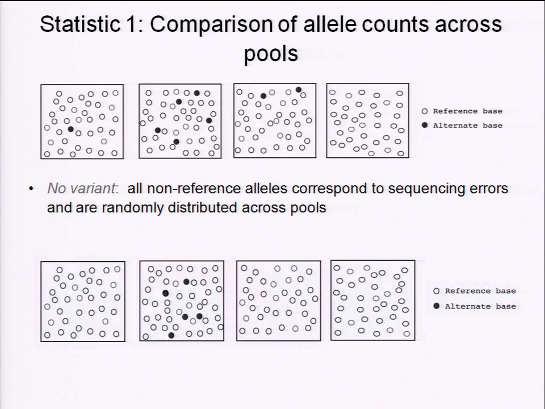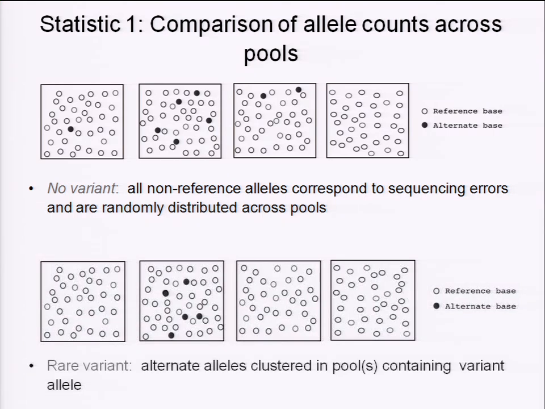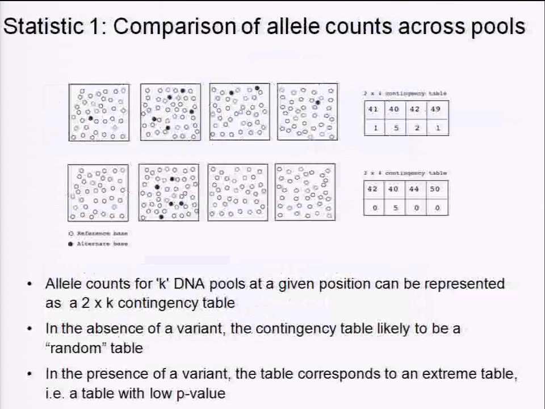And in the opposite case, where pools have a rare allele, what you see is an excess of black circles, non-reference calls, in the pools. That is just the intuition behind this. So we test across multiple pools.